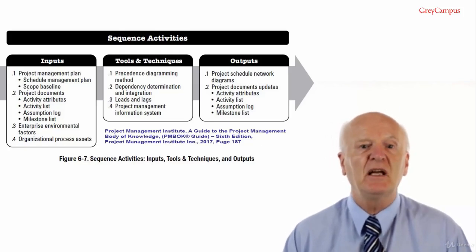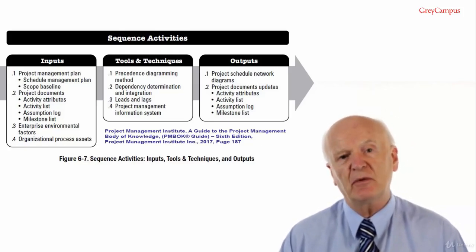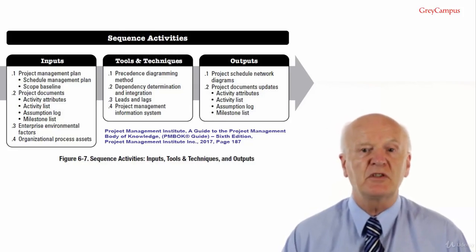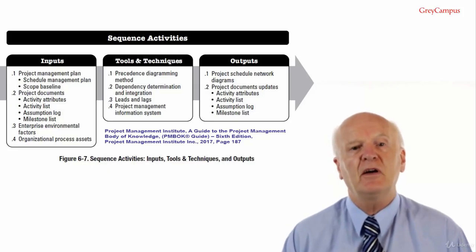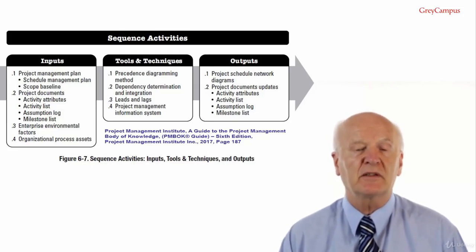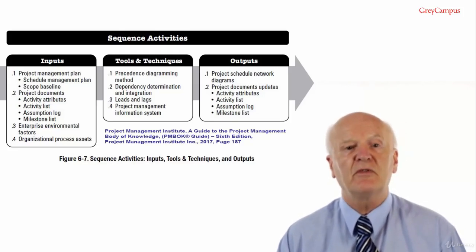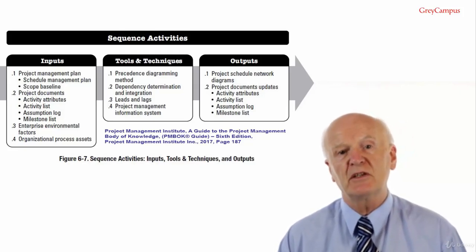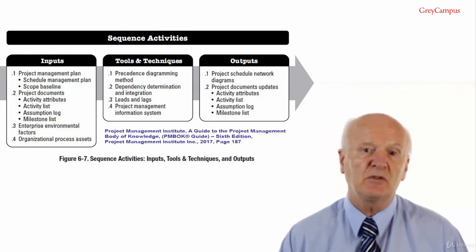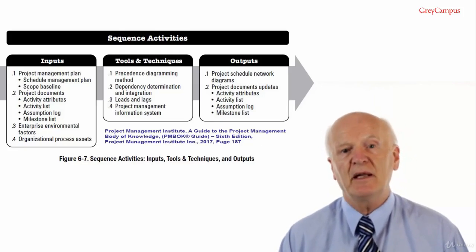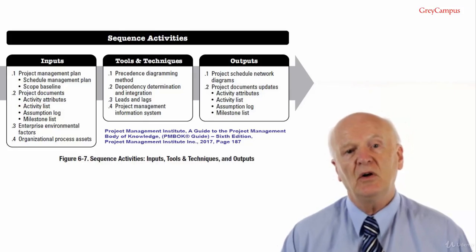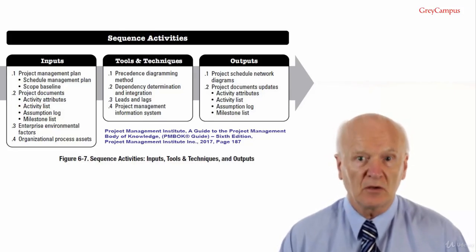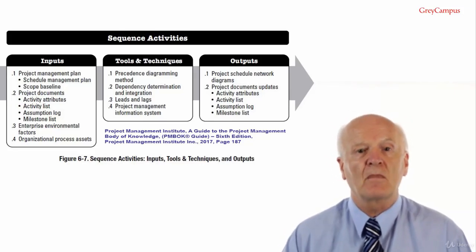Milestone list. The milestone list may have scheduled dates for specific milestones, which may influence the way activities are sequenced. Input number 3, enterprise environmental factors. The enterprise environmental factors that can influence the sequence activities process include government or industry standards, project management information systems, scheduling tools, and organization work authorization systems.